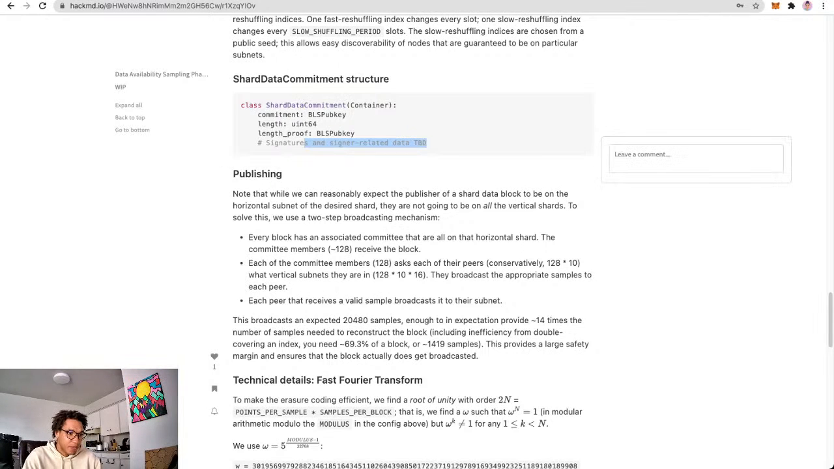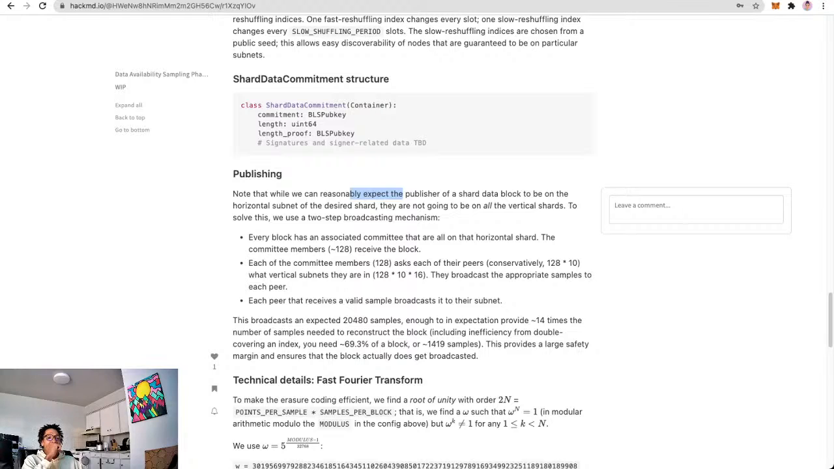Okay. Publishing. Note that while we can reasonably expect the publisher of a shard data block to be on the horizontal subnet of the desired shard, they are not going to be on all the vertical shards. That is reasonable. So to solve this, we use a two-step broadcasting mechanism.